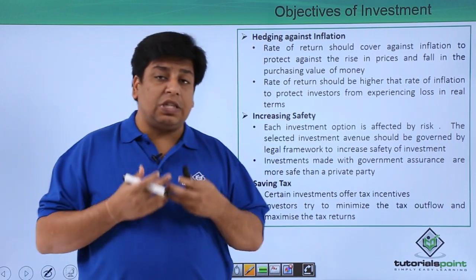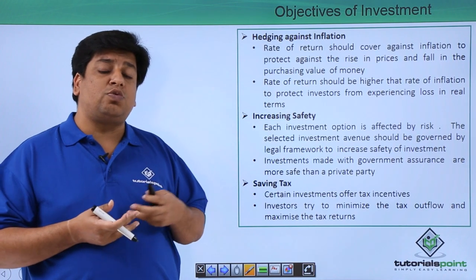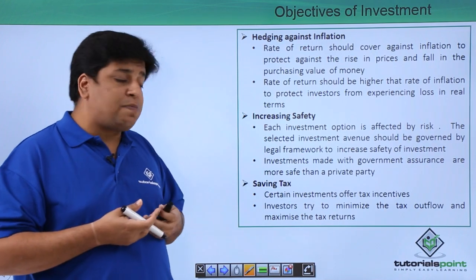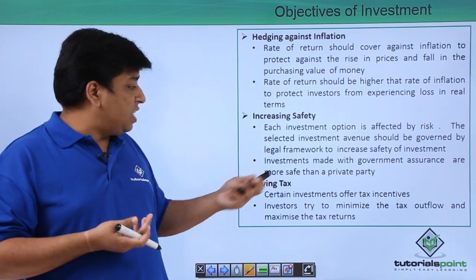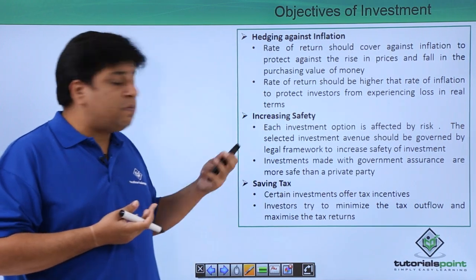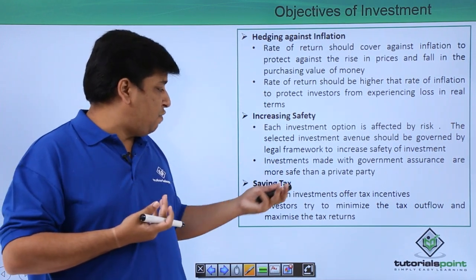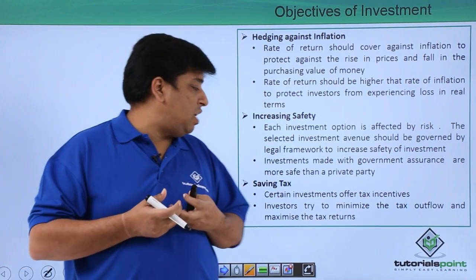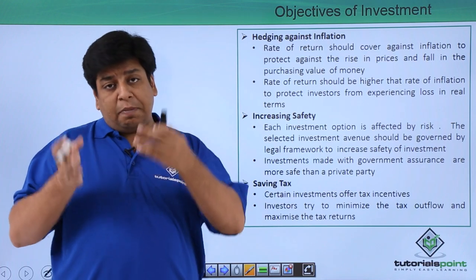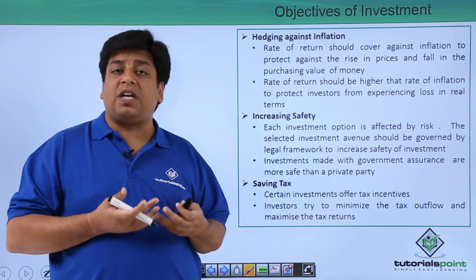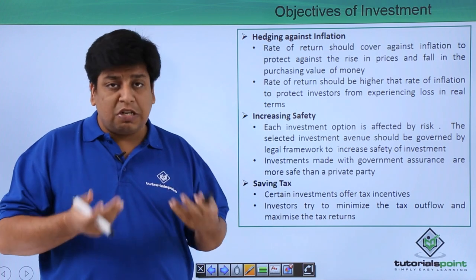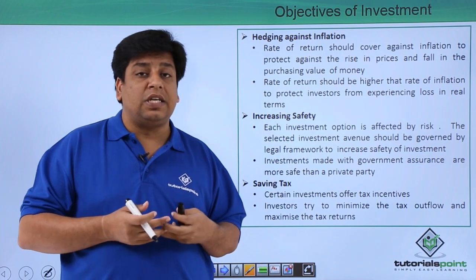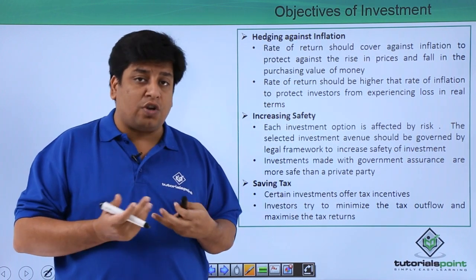Increasing safety: the investment also provides you with the objective of increasing safety. Each investment option is affected by risk. The selected investment avenue or asset class should be governed by a legal framework to increase safety of investment. Investments made with government assurance are safer than those with a private party. Though we are making the investment even with a private party, the government has constituted certain bodies which give us the assurance that our investment is safe against any kind of fraud or corruption.